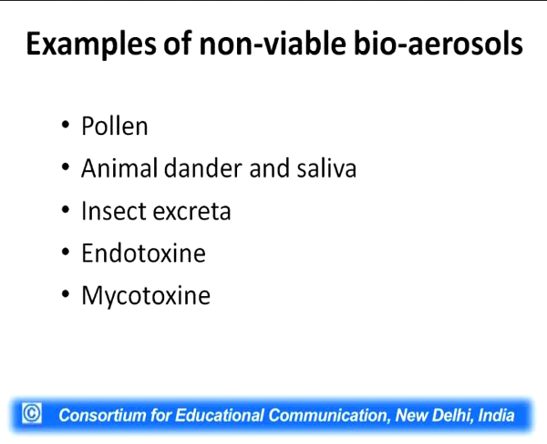And as far as examples of non-viable bioaerosols are concerned, they are pollen, animal dander, saliva, insect excreta, endotoxins and mycotoxins. The latter two, endotoxins and mycotoxins, are very toxic in nature and really harmful to the human body. They are not alive bioaerosols, but they are either secreted or found in the cells of the bioaerosols.